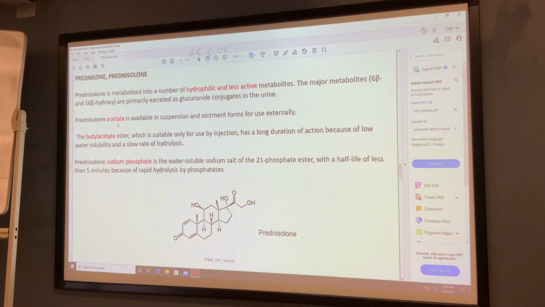Acetate is suitable for suspensions and ointments, prednisolone acetate. And the butyl acetate is suitable only for injection, and that compound is slowly hydrolyzed and suitable for a long duration of action. And sodium phosphate is a water soluble ester. So you have sodium phosphate, a water soluble ester, that is suitable for injection formulations. The phosphates are easily hydrolyzed. In 5 minutes we get the parent compound prednisolone.